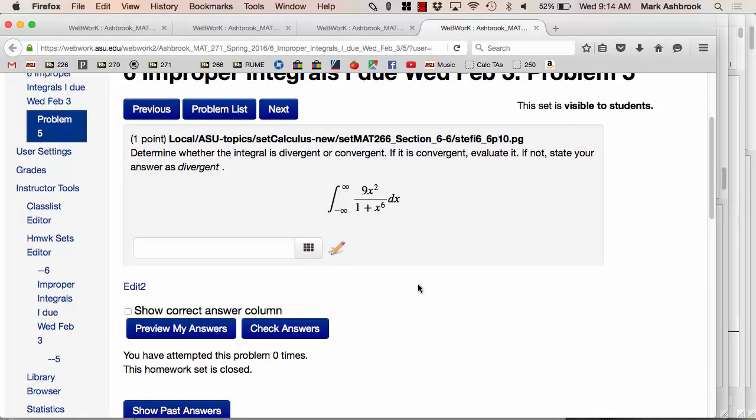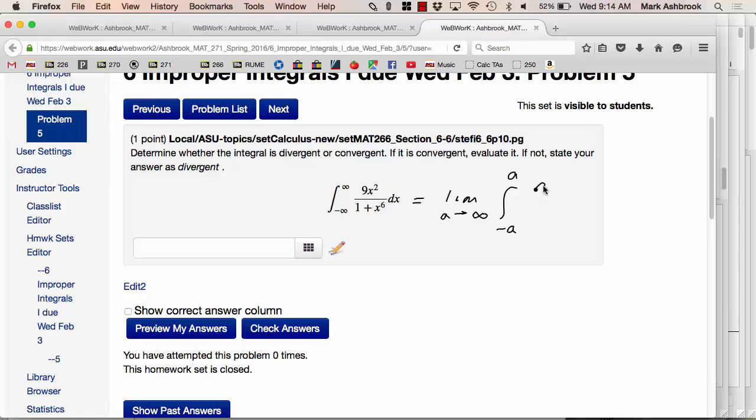Okay, so there's some different things going on in this one. The first thing is, if we're going from negative infinity to infinity, we can still do one limit. So we can rewrite this way: the limit as a approaches infinity, and then we'll just go from negative a to a. That will have the same effect as this improper integral from negative infinity to infinity. So as a goes to infinity, the opposite of a goes to negative infinity, and that's what we want.